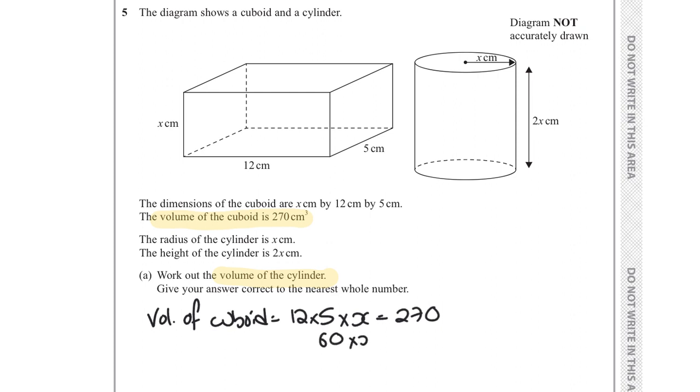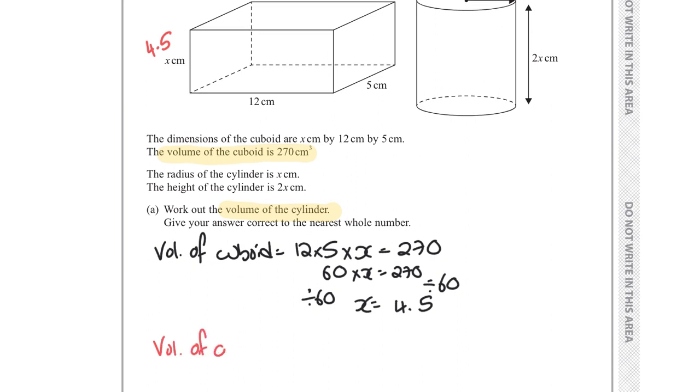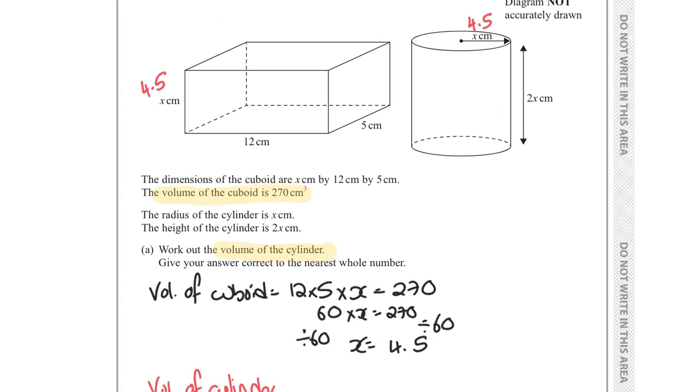Okay, so 60 times x equals 270. Divide both sides by 60 to leave us with a value for x, which is 4.5. Okay, so we now know that this length is 4.5 centimeters. We now need to work out the volume of the cylinder. Now that we know x is 4.5, that gives us the radius. That means 2 times 4.5 gives us 9 centimeters.